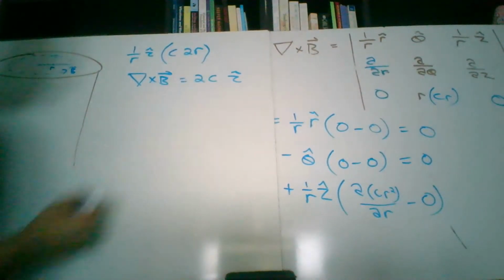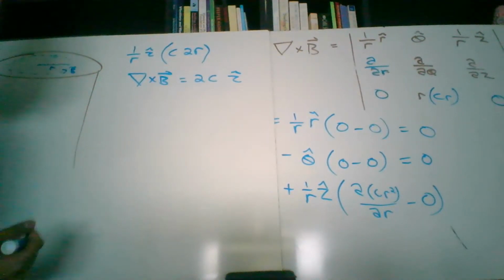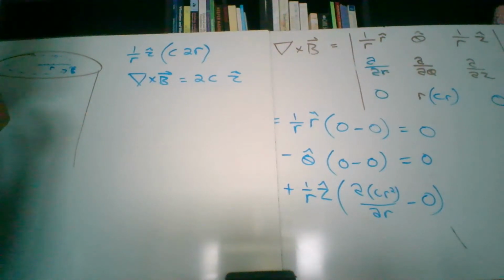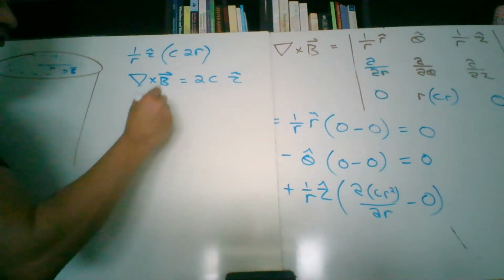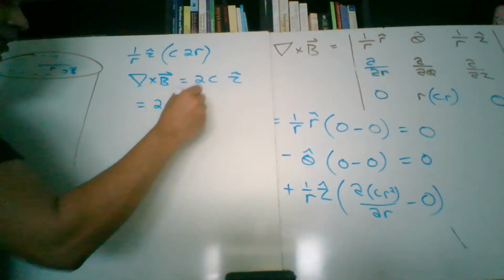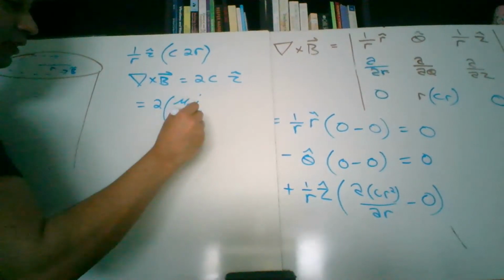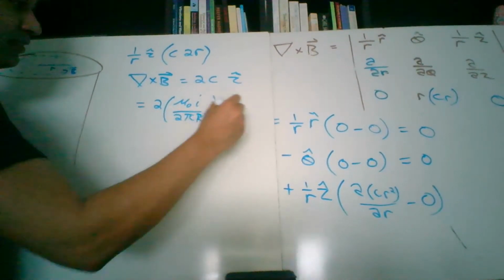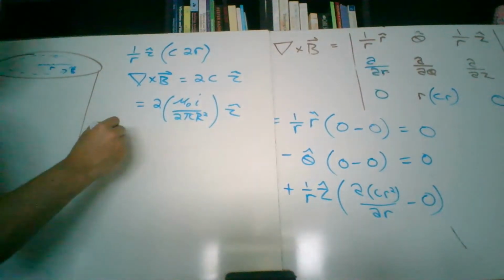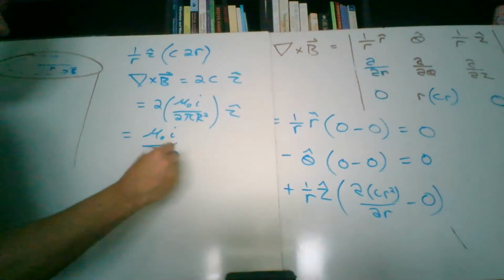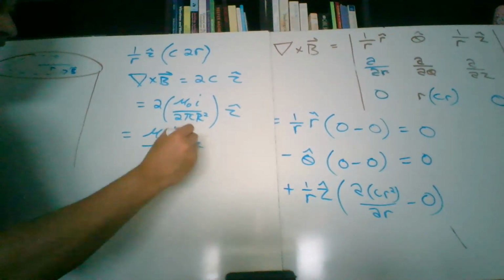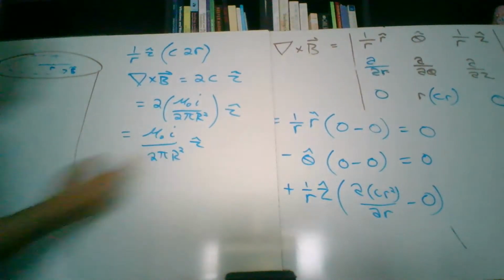Now, what was c? C, I said before, was equal to mu naught I over 2 pi r squared. I believe that's what I said. Yeah. So substituting for c, we are going to get 2 times mu naught I over 2 pi big R squared in the z hat direction. The 2 and the 2 cancel out, and you get mu naught I over 2 pi big R squared in the z hat direction. And this is kind of useful here.